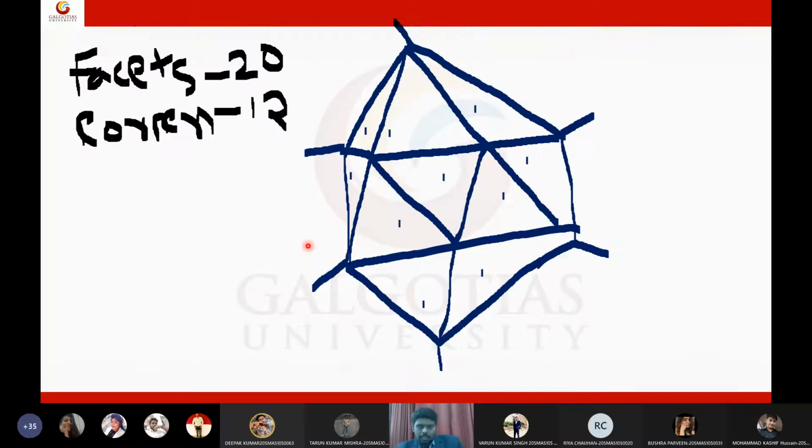Then icosahedron. A typical icosahedron will have 20 facets and 12 corners. And I have shown you how to draw an icosahedron also. First you draw a hexagon, then you draw a triangle, then you draw another triangle inside this triangle.